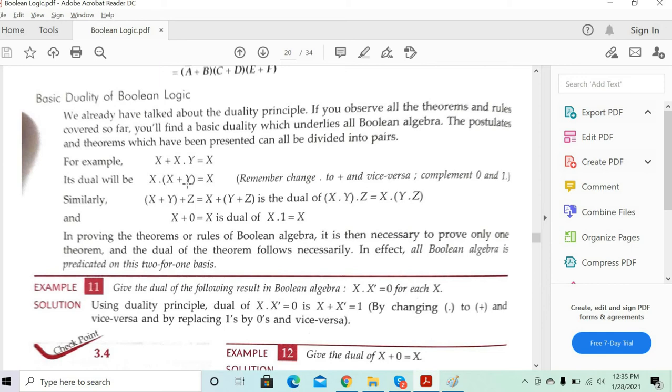Associative property, you know that in any order you can join. X plus y plus z will be the same as x plus y plus z. The dual property will be x dot y dot z, or you can group it in any way. It will be the same.